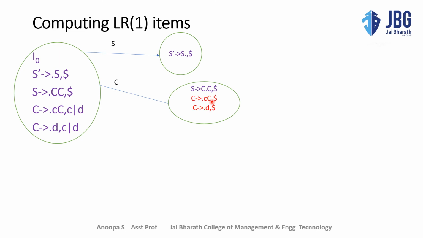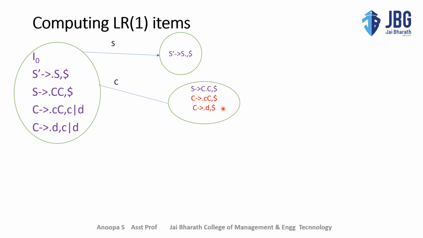Now, C giving small c capital C comma. Why do I get dollar? Because I took first of beta A. First of beta A here is dollar, so that is why I got dollar here. Here also first of beta A is dollar, that is why I get dollar here.